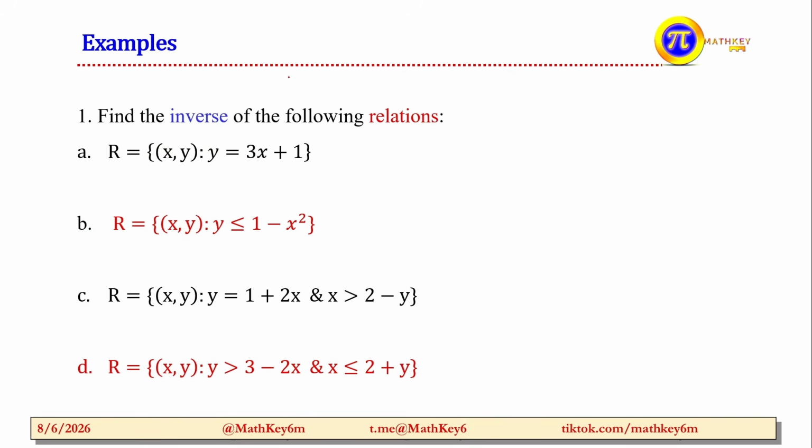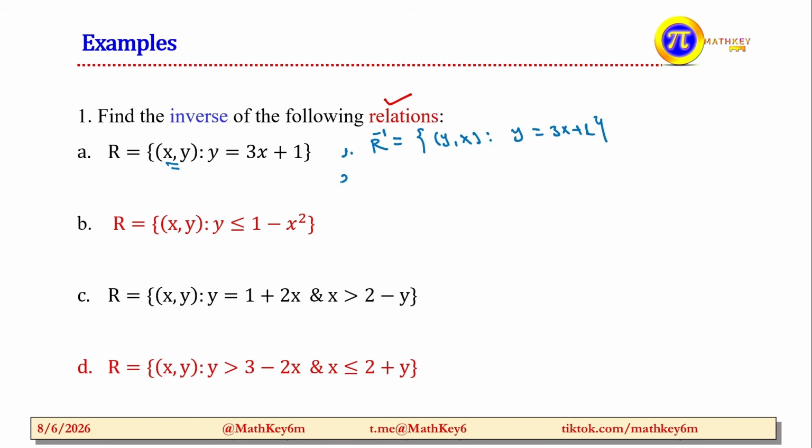For example, find the inverse of the following relation. It says our relation R equals x, y such that y is equal to 3x plus 1. So we can find the inverse of this relation in two forms. The first one is R inverse equals to interchange the order of x and y here. This means the first y, the second x, which is y equals 3x plus 1. Nothing else is there, only interchange the order of x and y. The equation we take as it is.